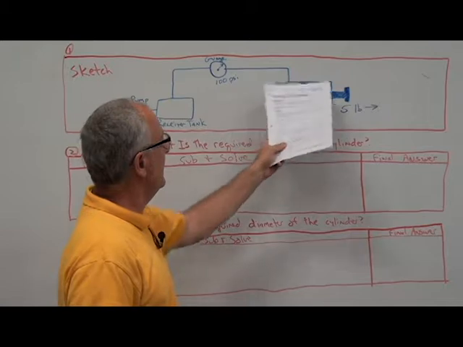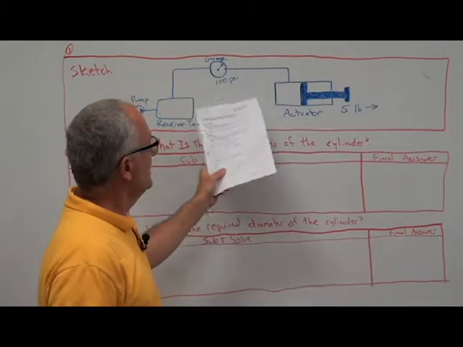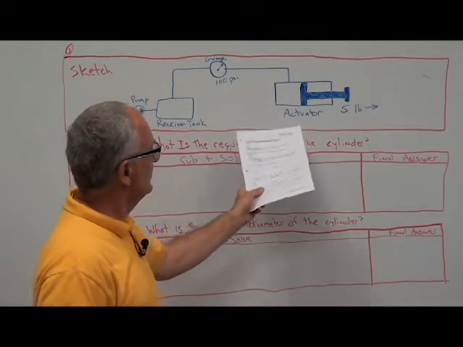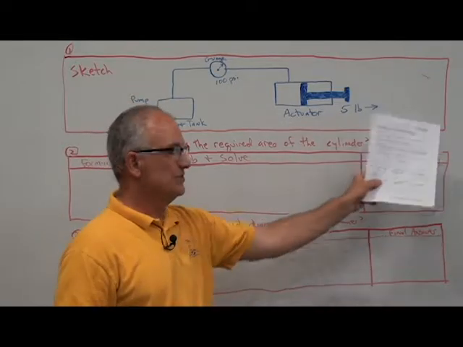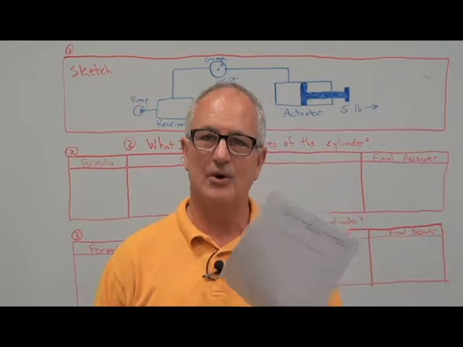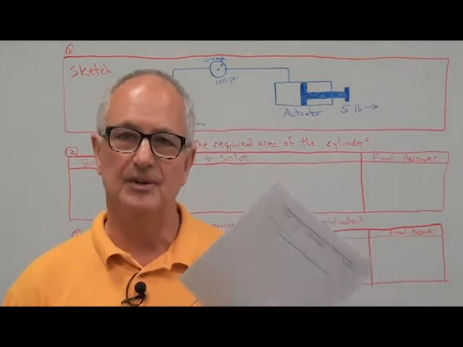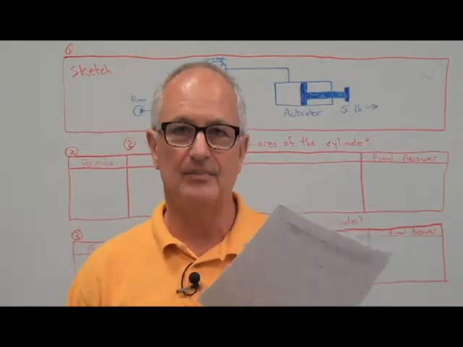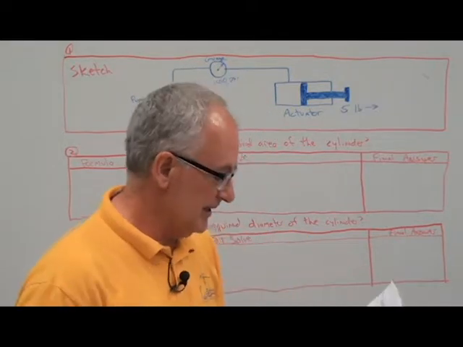It's feeding into my actuator over here, the cylinder, and there's my actuator drawn very nicely, I must say, and it's exerting 5 pounds of force in that direction. So when you do these sketches, take all the things that are known that they give you in the little scenario and make sure they are in there, okay?